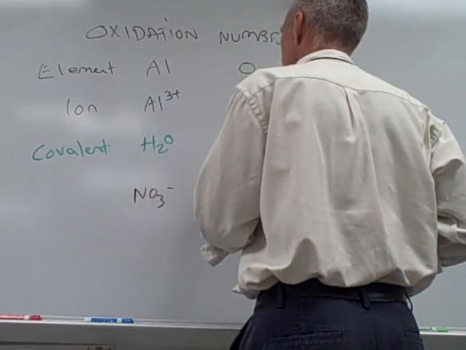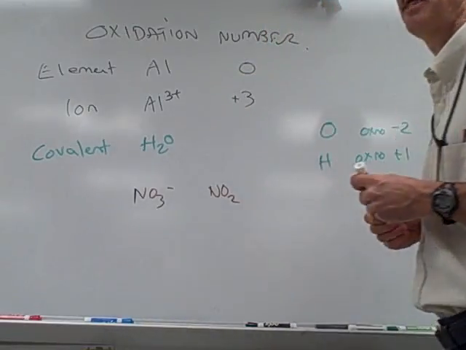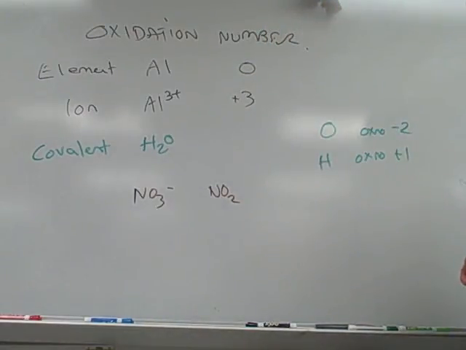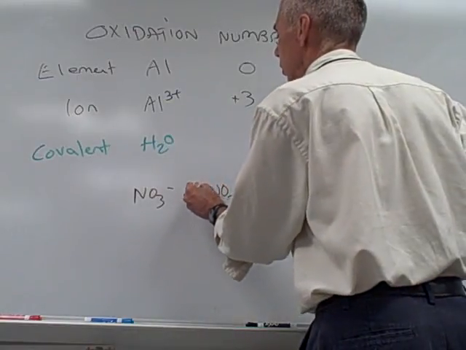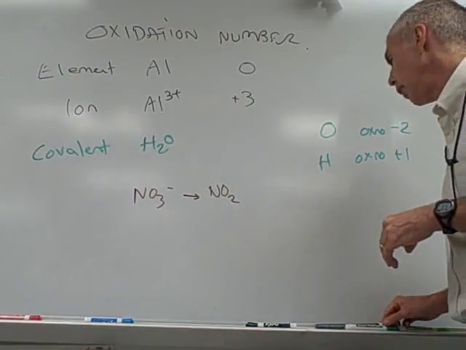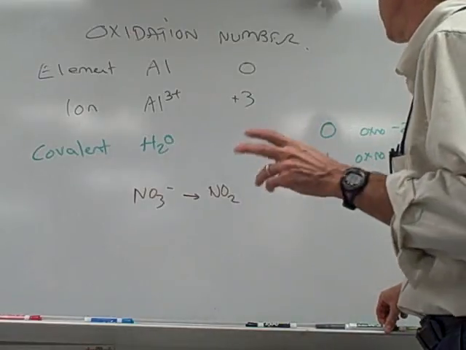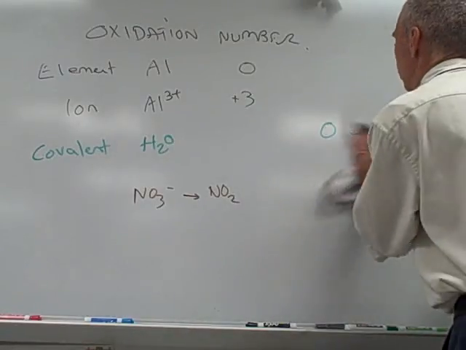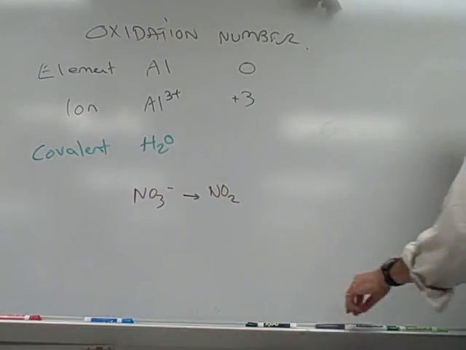Now, if, for instance, we go back to what we saw in the lab, if we take nitrate ion and we have nitrogen dioxide, that is a redox. Going from one of these to the other is redox. So what did it do exactly? Here's how you determine the oxidation number. You're going to take the compound.